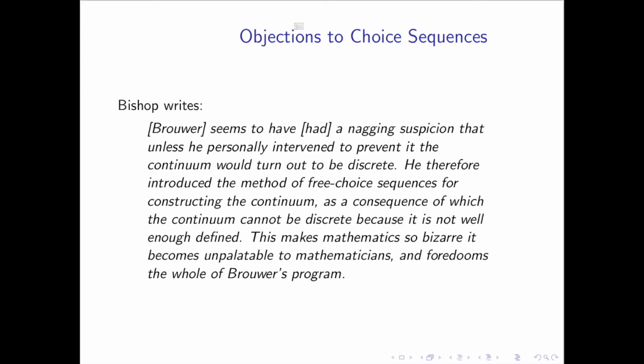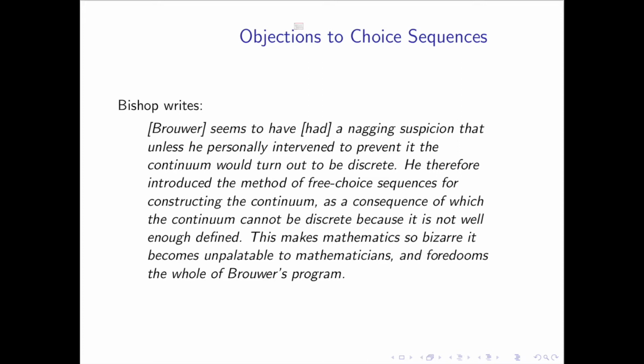He says, "Brouwer seems to have had a nagging suspicion that unless he personally intervened to prevent it, the continuum would turn out to be discrete. He therefore introduced the method of free choice sequences for constructing the continuum, as a consequence of which the continuum cannot be discrete because it's not well enough defined. This makes mathematics so bizarre, it becomes unpalatable to mathematicians before it dooms the whole of Brouwer's program."